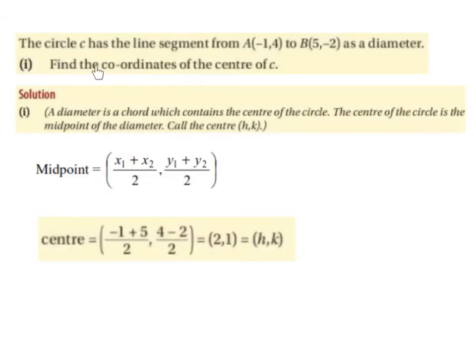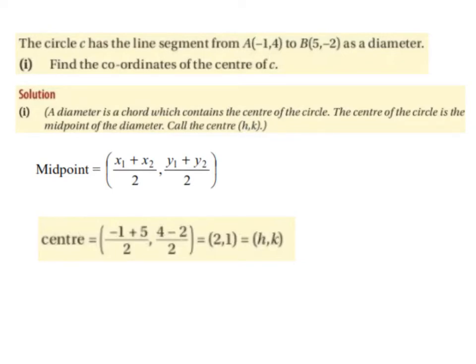So Part 1, find the coordinates of the centre of the circle. A diameter is a chord which contains the centre of the circle. The centre of the circle is the midpoint of the diameter. We're going to call the centre (h, k).